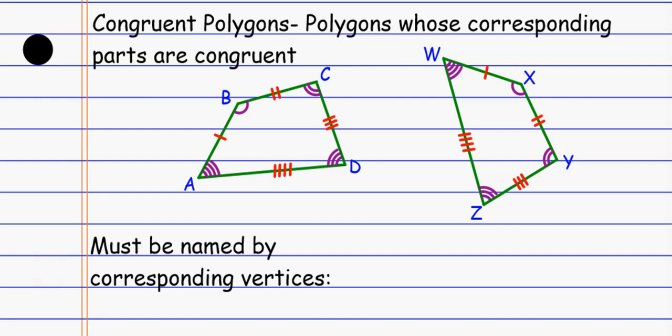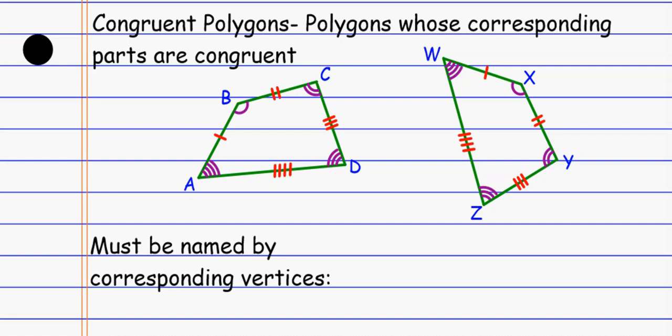All the angles match, so we have a pair of angles, and when we start to match these things up, we can see that angle A is congruent to angle W, all right? Angle D is congruent to angle Z. Angle C is congruent to angle Y. Angle B is congruent to angle X, all right? We can compare the sides, and we can match each side of one polygon up with one side of the other polygon. These are congruent polygons.